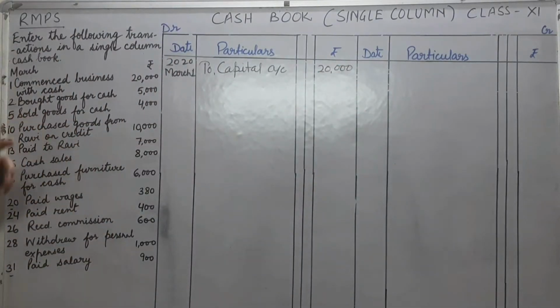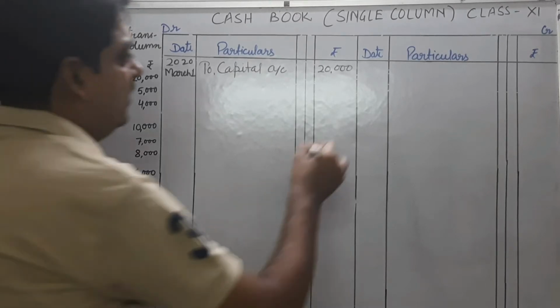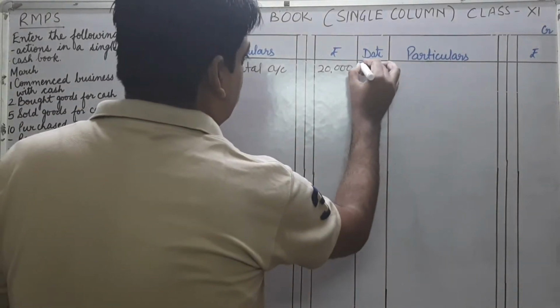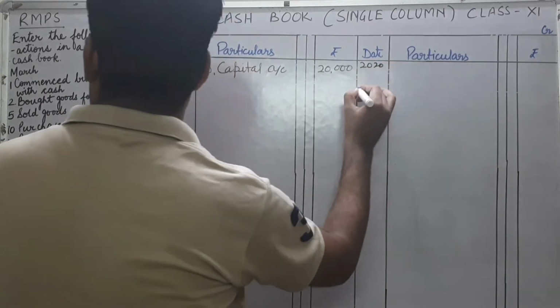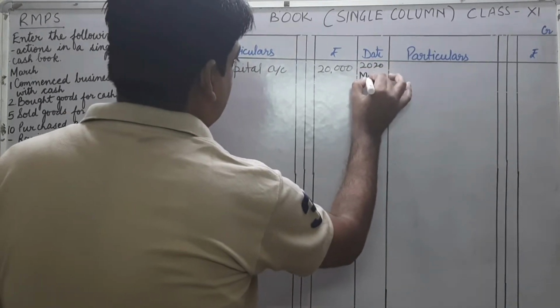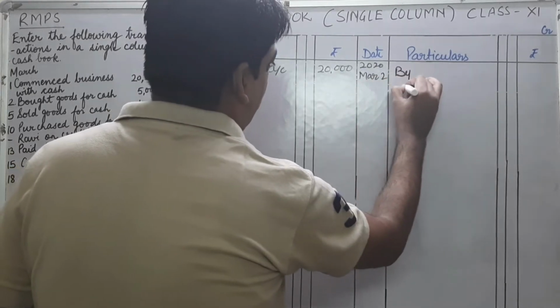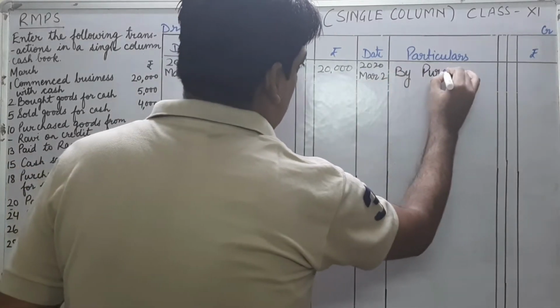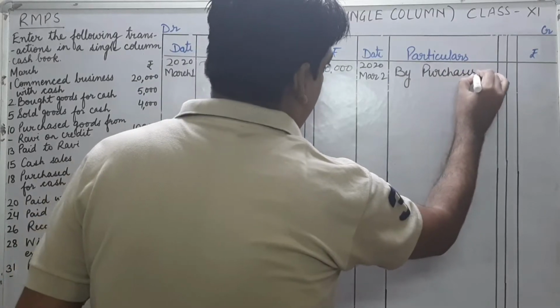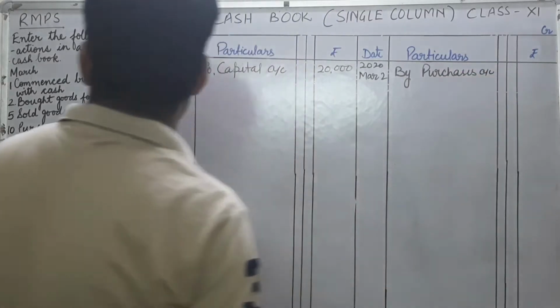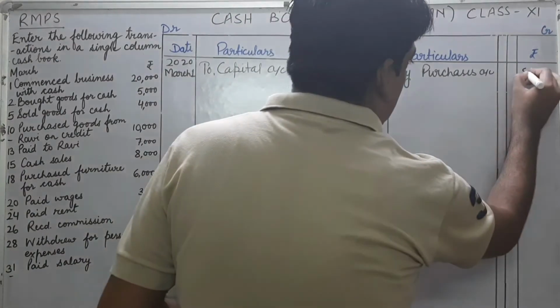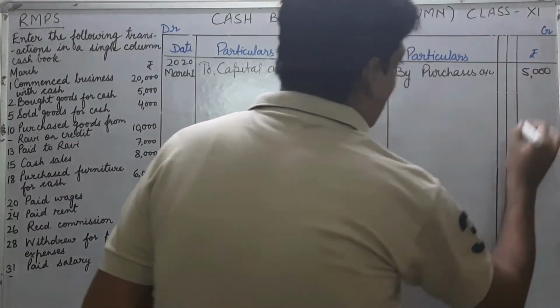See, second transaction is bought goods for cash. This is one of our payments, so it will come in payment side, 2020 March 2. Purchase account debit to cash. So by purchases account will come, and amount is 5,000 rupees. 5,000 will come in amount column.